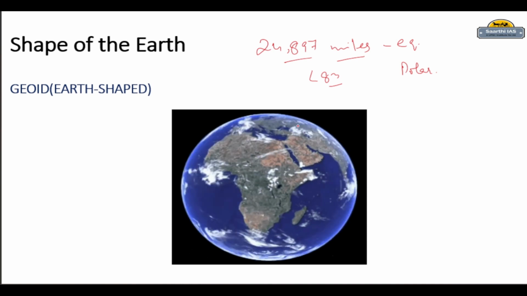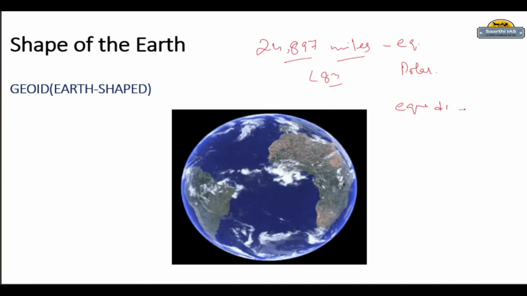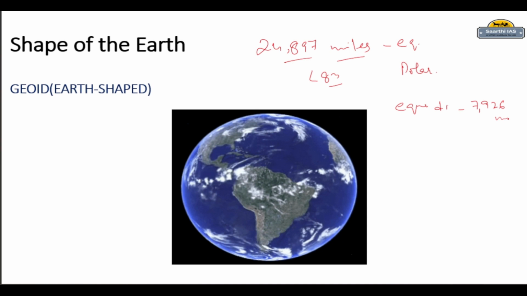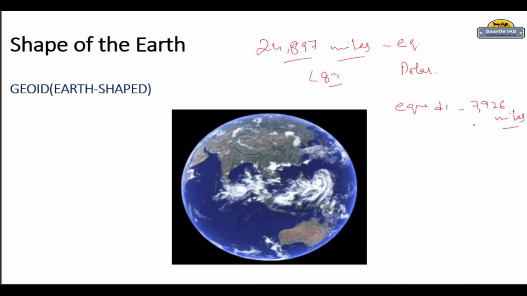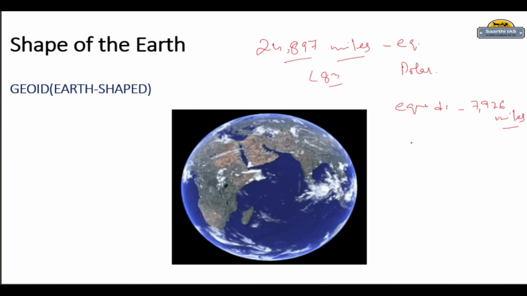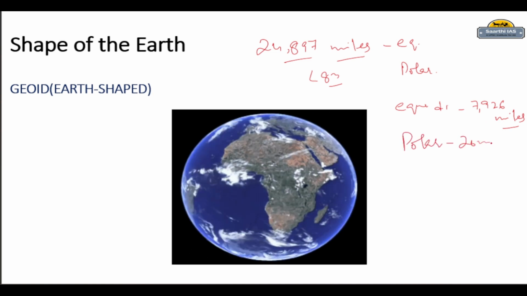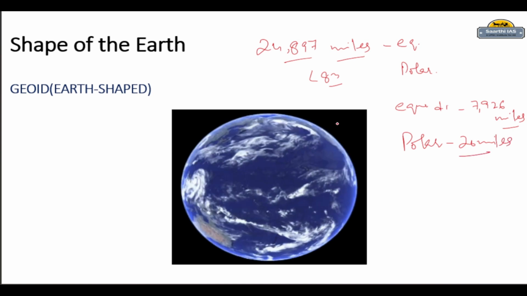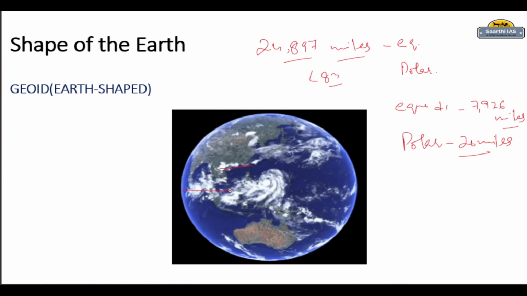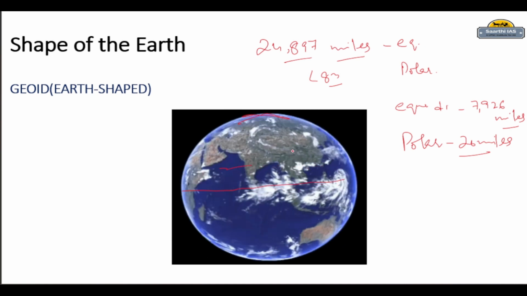Now, next we talk about the equatorial diameter. The equatorial diameter is 7,926 miles, and the polar diameter is shorter by 26 miles. So from this you can see that the diameter and the circumference vary from the equator towards the poles. It decreases towards the poles.